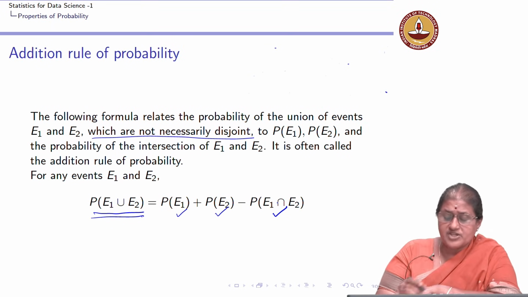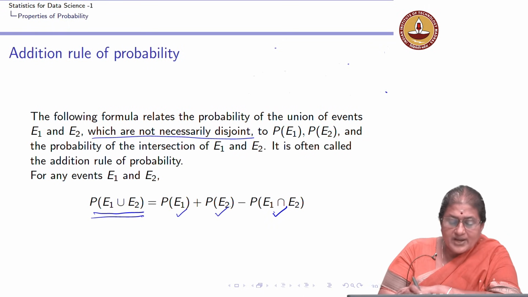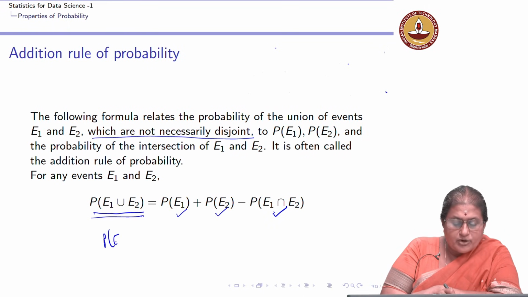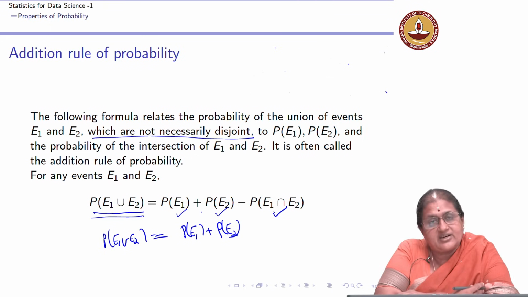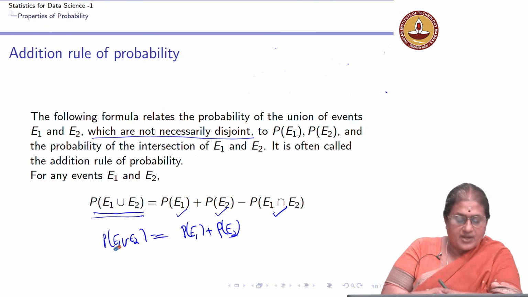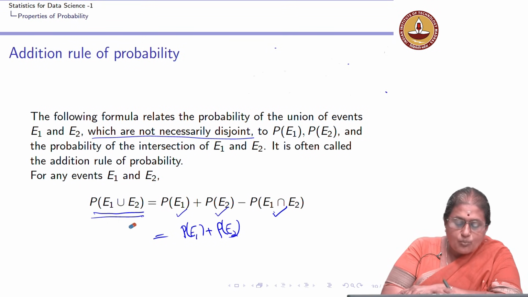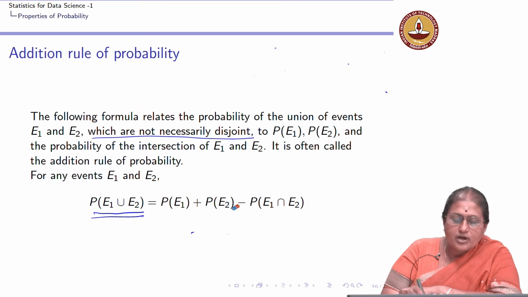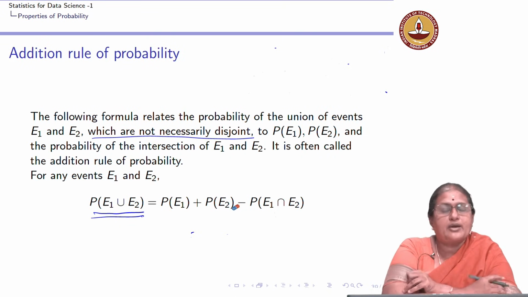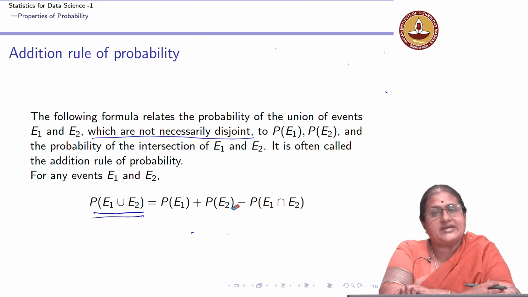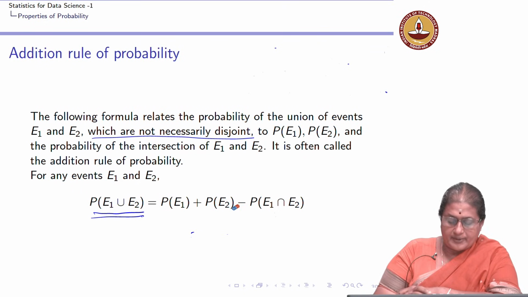So, if they were disjoint, this would have been 0, and this reduces to probability of E1 union E2 equal to probability of E1 plus probability of E2, which is what we started with, and this was the third axiom. So, the addition rule is a more generalized rule for finding out probability of union of events. Let us try and prove this rule using our basic properties of probability.